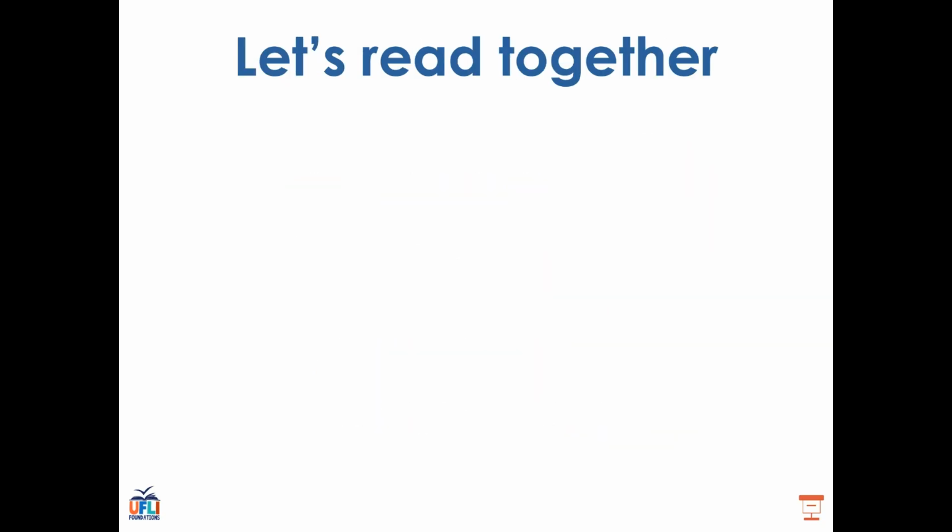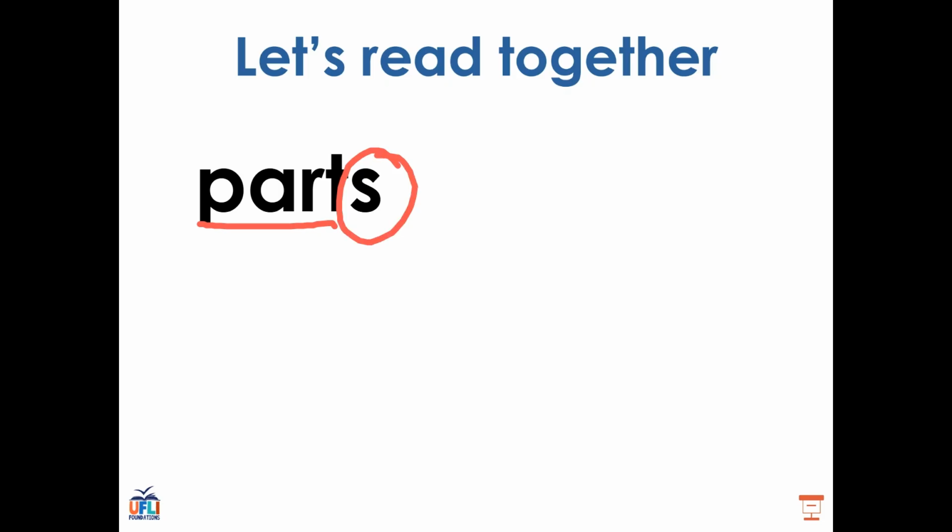Let's look at some together. I'll pop the word on the screen and you try to read it before I do. Parts. Very good. So the base word here is part and the suffix is s. Part and parts are both one-syllable words, meaning we can just use the suffix s.